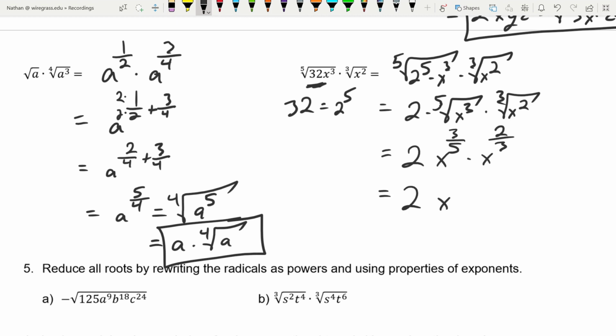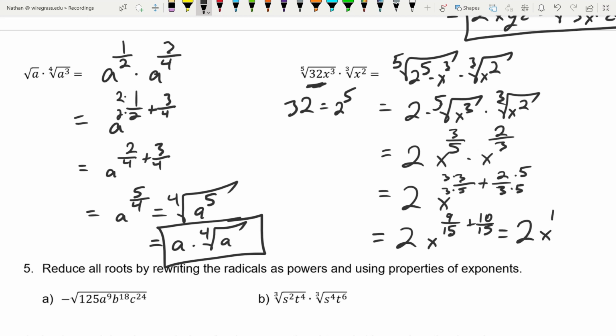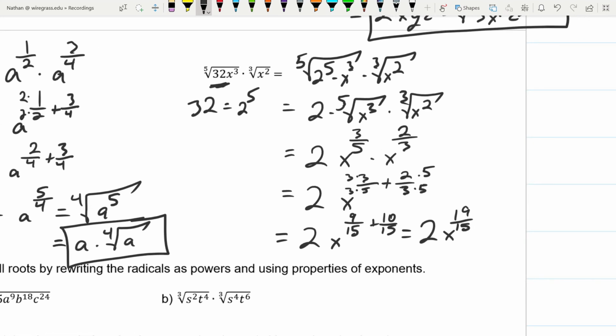Like bases multiplying, so we get 3/5 plus 2/3. You need to get common denominators. So multiply by 3 over 3, multiply by 5 over 5. That's going to give me 9 over 15 plus 10 over 15, or 19 over 15. This can be split up using the same properties I showed you, as 2x times the 15th root of x to the 4. If you want to go ahead and try that out to see that.